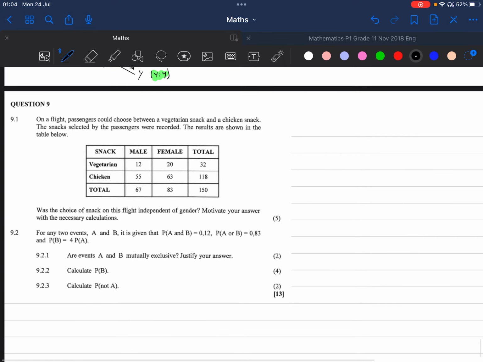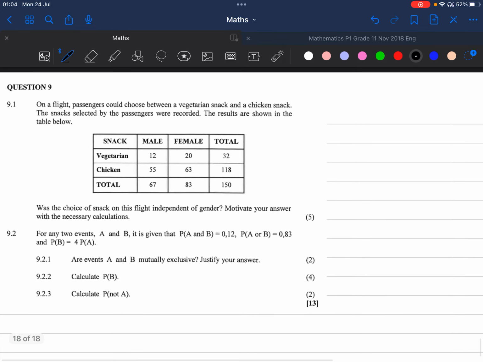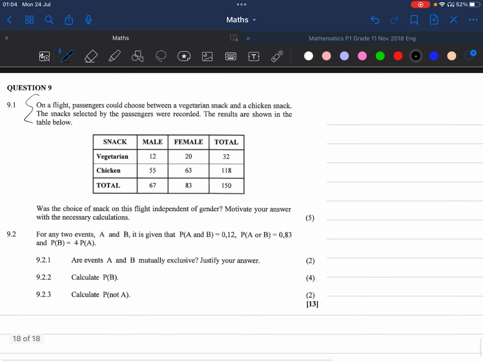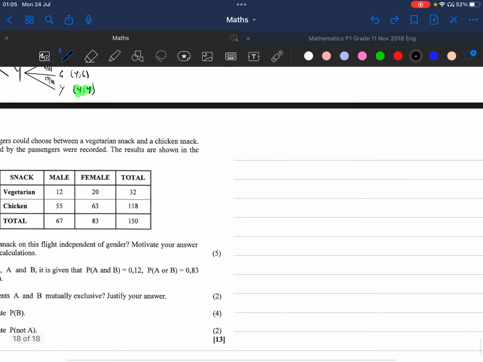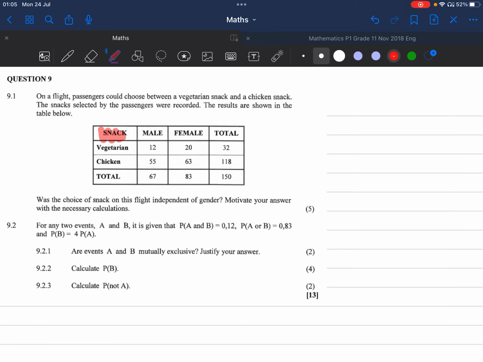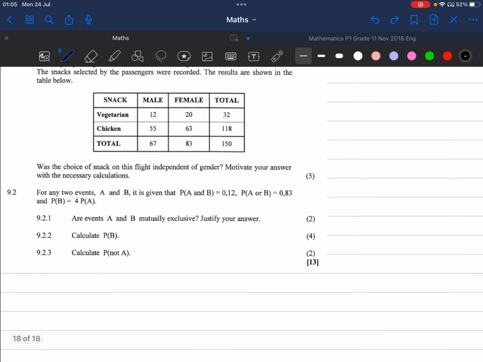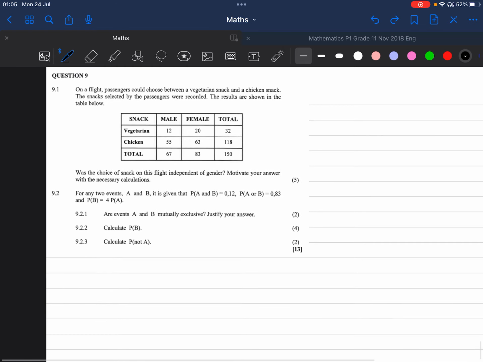Okay, let's now look at question 9, which is probability. It says, on a flight, passengers could choose between a vegetarian snack and a chicken snack. The snacks selected by the passengers were recorded, and the results are shown in the table below. We have the snack that they chose and whether they were male or female. Was the choice of snack on this flight independent of gender? Motivate your answer with necessary calculations.